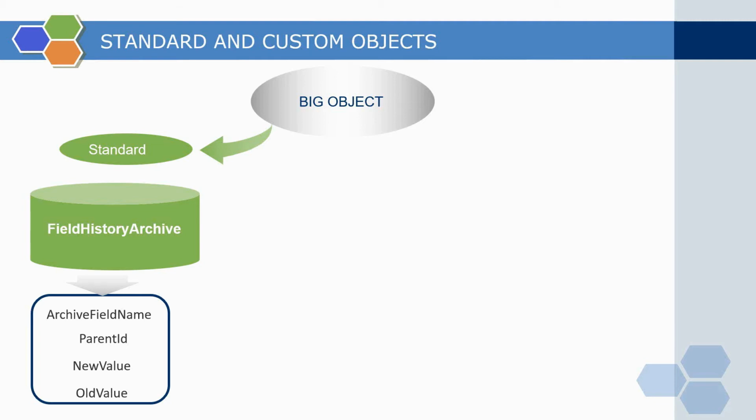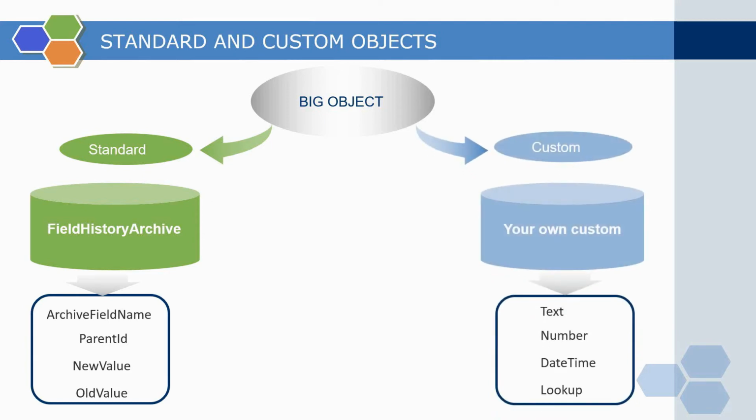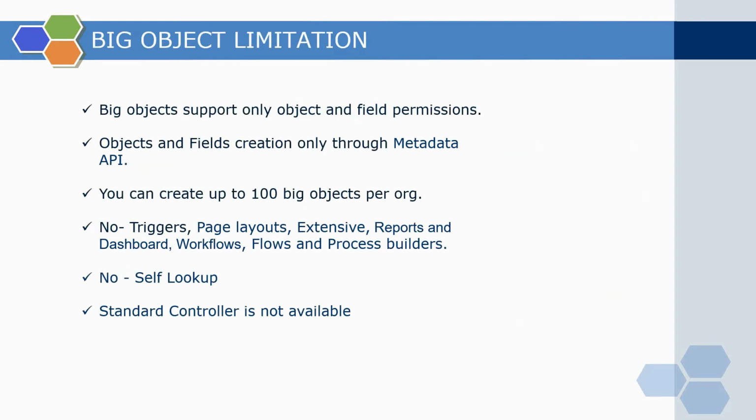Another is the custom big object. With a custom object, you can define your own custom big object with supported field types such as text, number, date, time, and lookup. Lookup is important here, where you can connect your custom big object to any other standard or custom Salesforce object. There are some limitations on big objects as well. We'll be seeing those limitations.